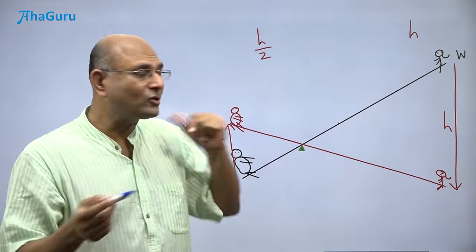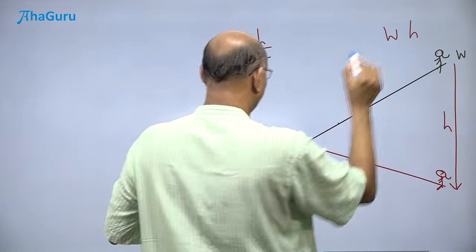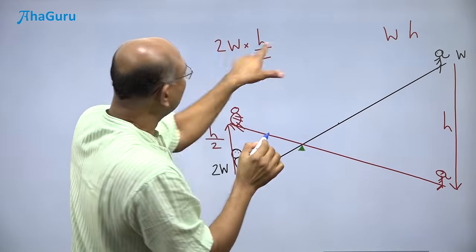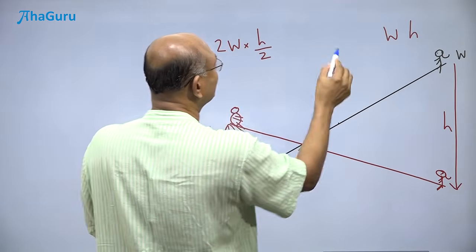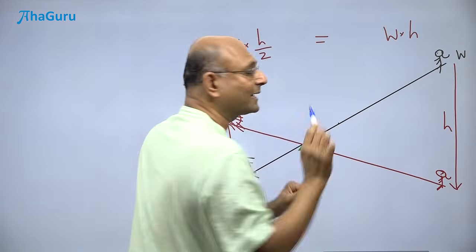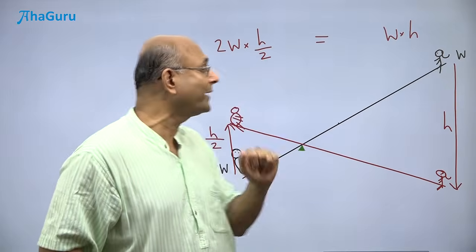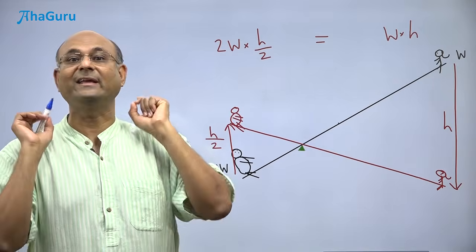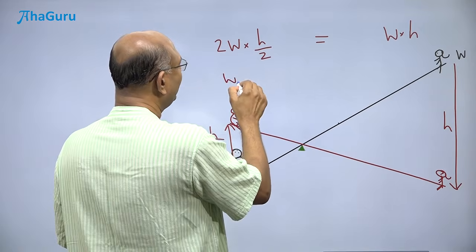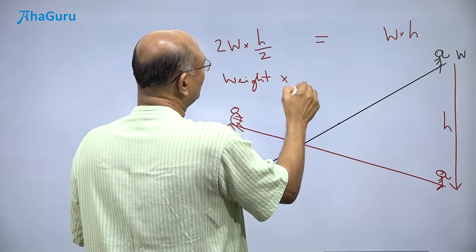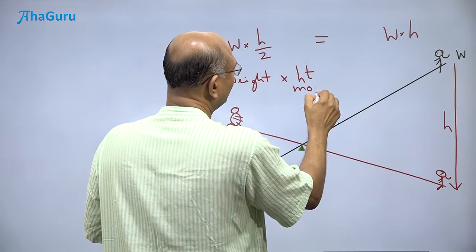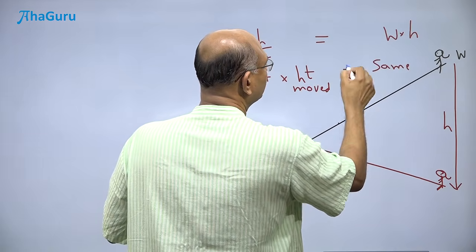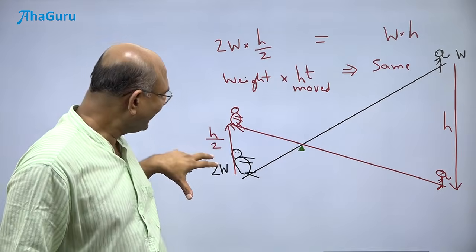But the weights are also not equal. The girl's weight is W and the boy's weight is 2W. And when you look at the product of the weight into height, the 2 cancels out. You can see that the product of the girl's weight into the height that she is moving is equal to the weight of the boy and the height that he is gaining. So it looks like weight into height moved is the same for both of them, right? Okay, that was fine for 2W and W.